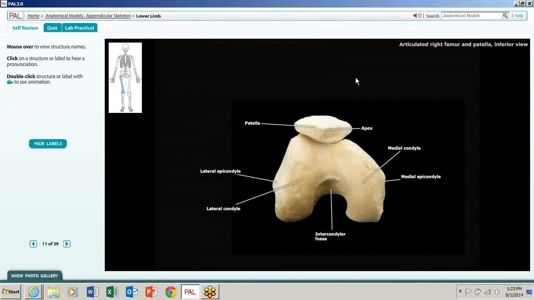This is an articulated right femur and patella, inferior view. So we can see the patella here. There's the medial condyle. There's the medial epicondyle. There's the lateral condyle. There's the lateral epicondyle.